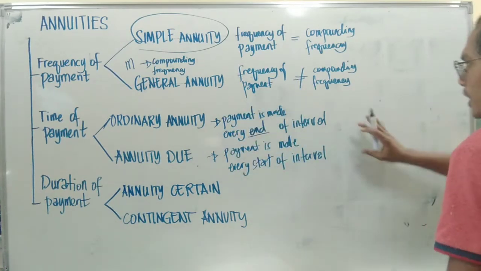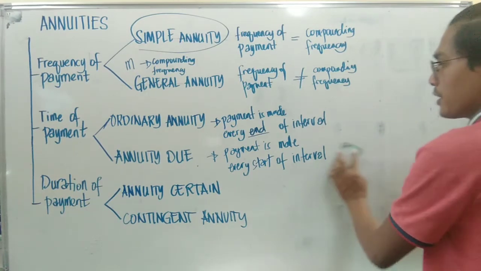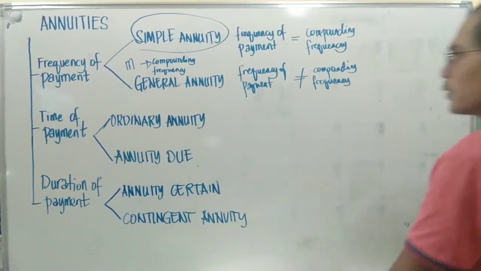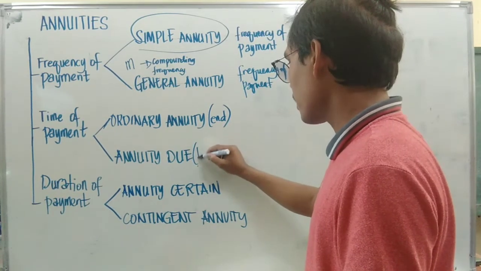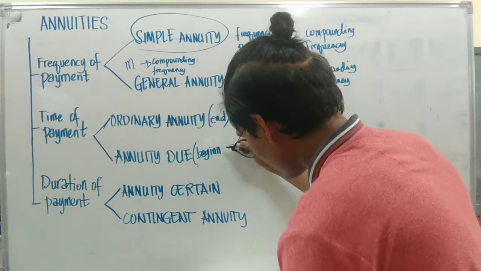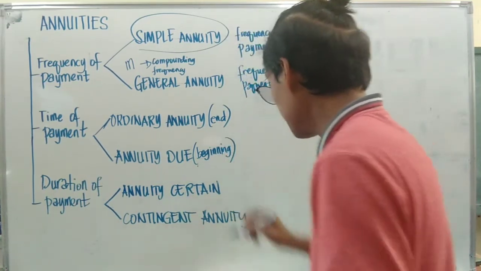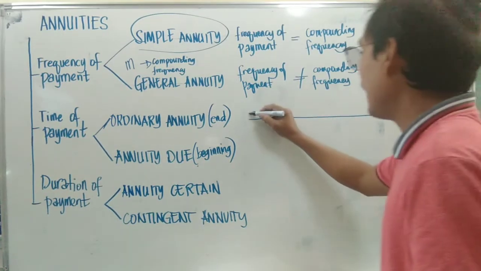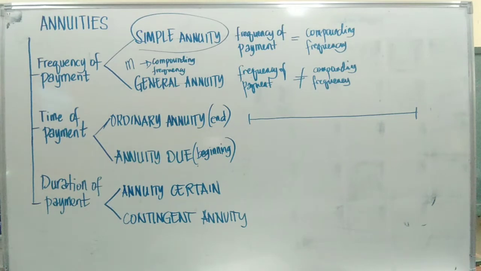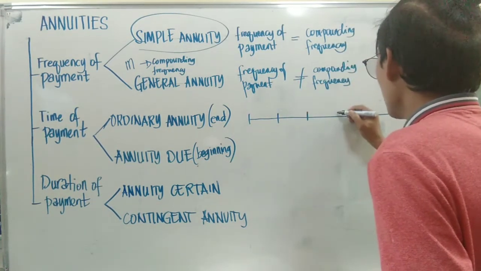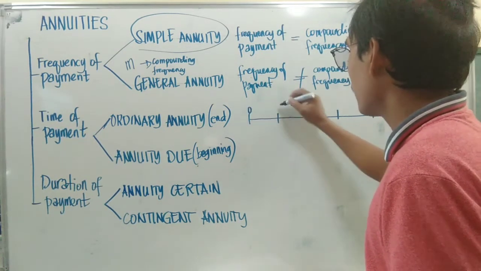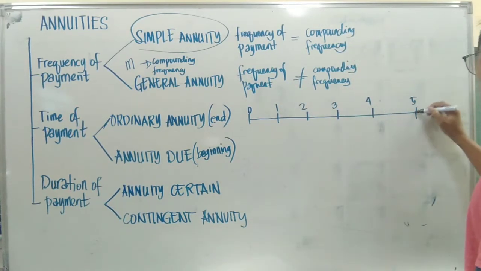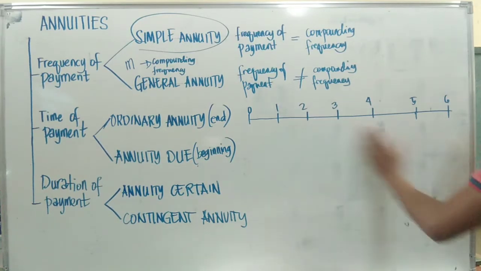So I will erase this one and illustrate the intervals to make you more familiar. So the clue word for your ordinary annuity is at the end. While your annuity due, we have the start or the beginning. Okay? So example, we have this timeline. And this timeline is divided into intervals. And these intervals denote the payments. Okay? Example, we have 0, 1, 2, 3, 4, 5, and so on. So these are the intervals. Okay?